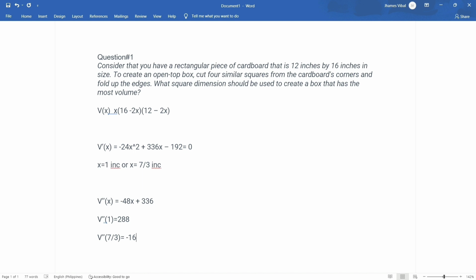Step 7. Interpret the solution. The maximum volume of the box is obtained when each square has a side length of 7/3 inches, and the resulting box has dimensions 10 2/3 inches by 13 1/3 inches by 7/3 inches. That's all.